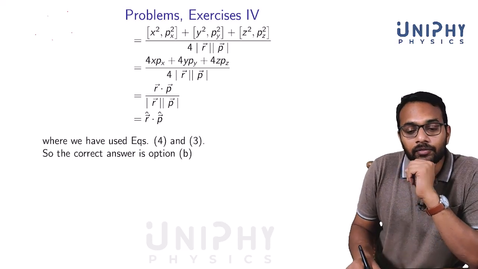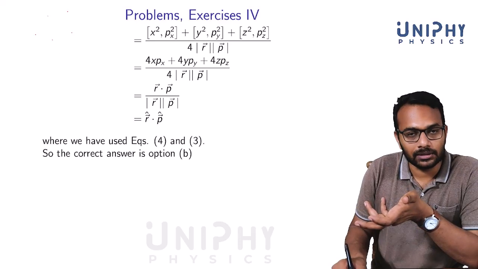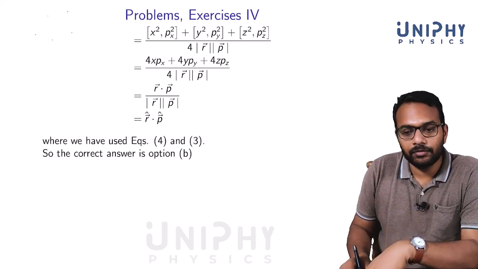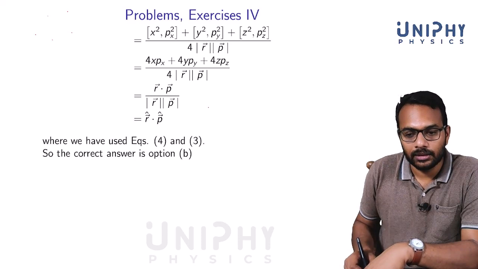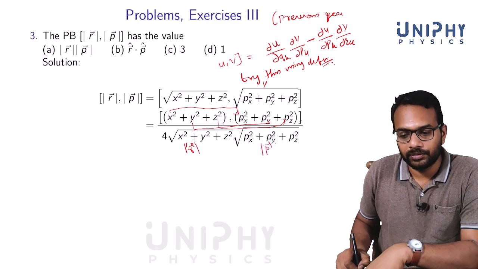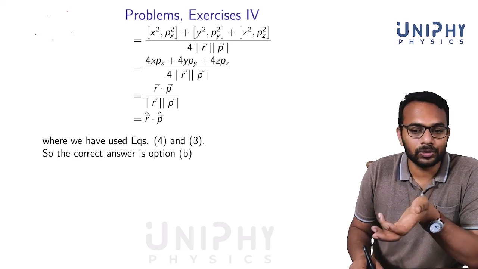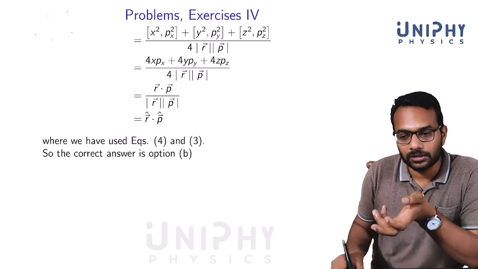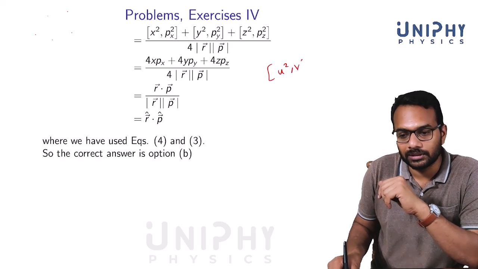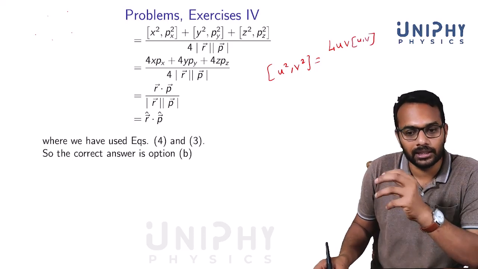Now you've got {x square, px square} plus {y square, py square} plus {z square, pz square}, divided by 4 modulus of r vector, modulus of p vector, because we know that this is modulus of r vector and this is modulus of p vector. Now we already found, in one of the previous problems, that {u square, v square} is actually 4uv multiplied by {u, v}. Am I right? I think we proved this.